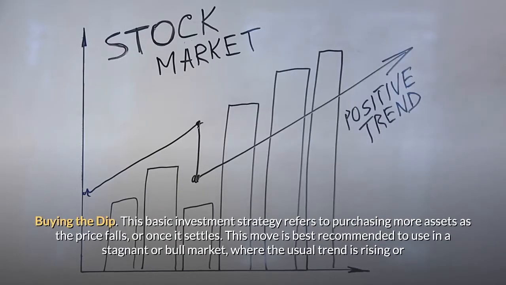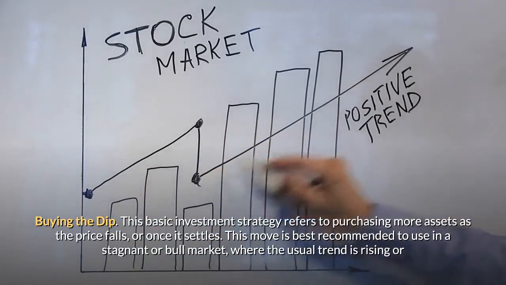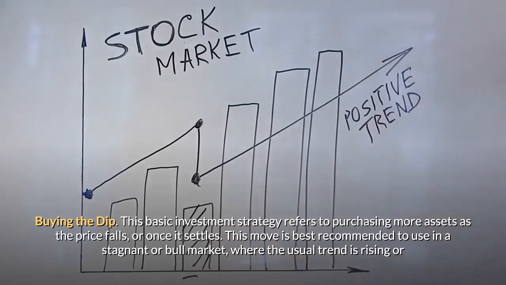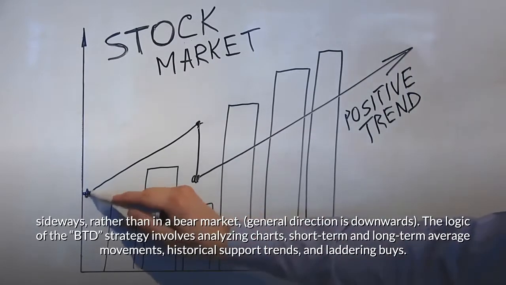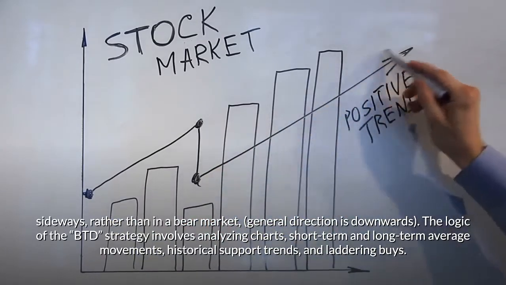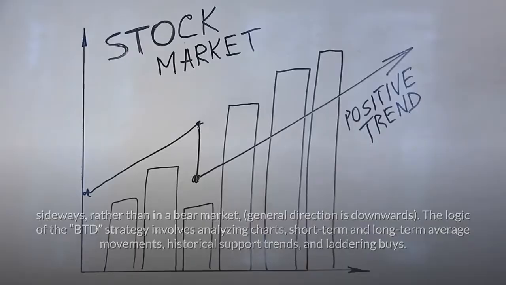Buying the dip. This basic investment strategy refers to purchasing more assets as the price falls, or once it settles. This move is best used in a stagnant or bull market, where the usual trend is rising or sideways, rather than in a bear market, where the general direction is downwards. The logic of the BTD strategy involves analyzing charts, short-term and long-term average movements, historical support trends, and laddering buys.